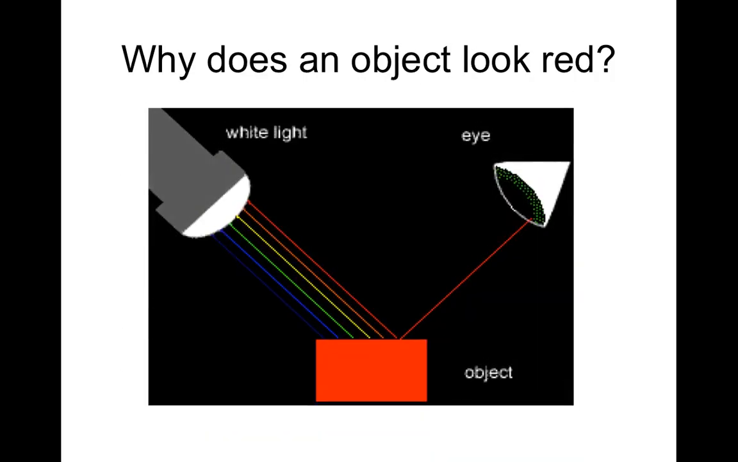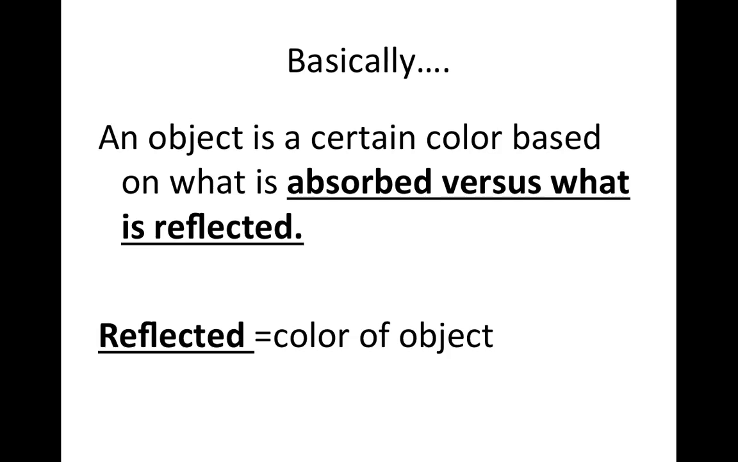Basically, here's what's happening. The light hits the apple, or in this case, a red object. Everything is absorbed except the red, which is reflected back to our eye, which makes the apple red to us. Basically, an object is a certain color based on what is absorbed versus what is reflected. Reflected equals the color of the object.